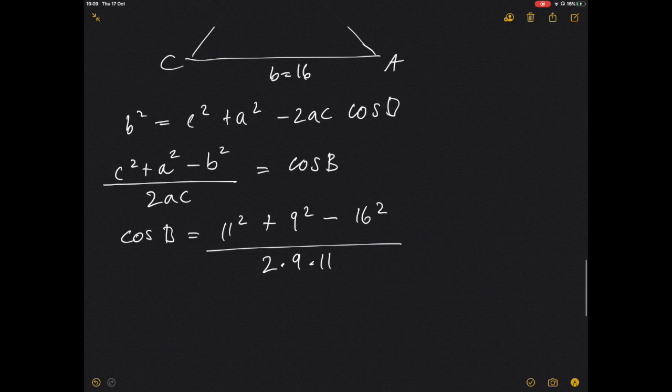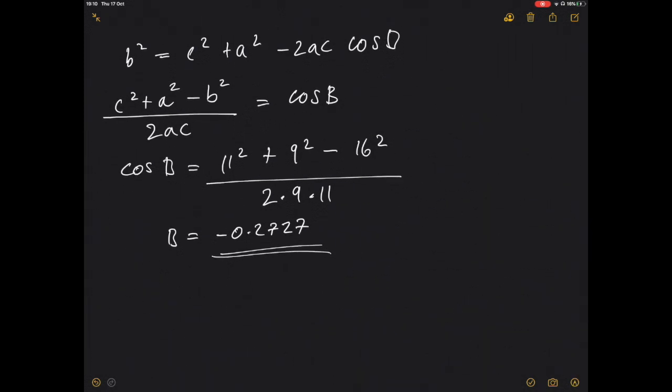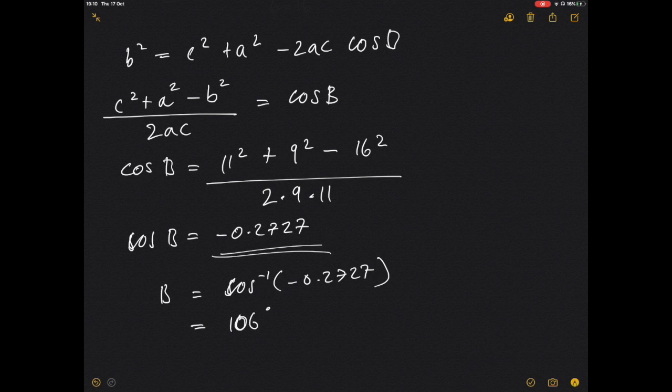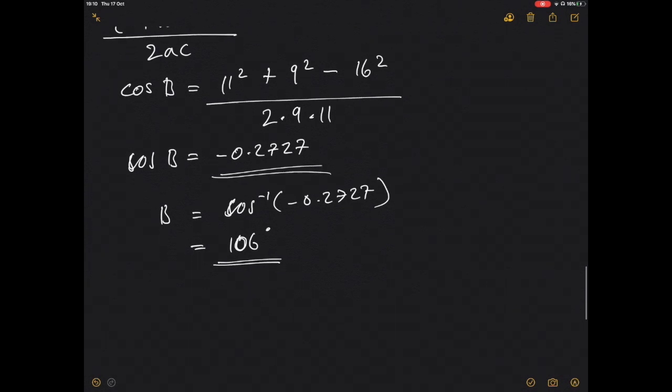And that would mean that we have our cos b, which will give us an answer of something along the lines of minus 0.2727, which isn't wrong, don't worry. And if we then were to stick that into our calculator and say that b equals the inverse cos of minus 0.2727, we would see that b actually equals 106 degrees. So that would be the answer to our question.